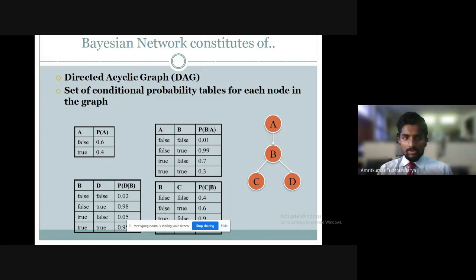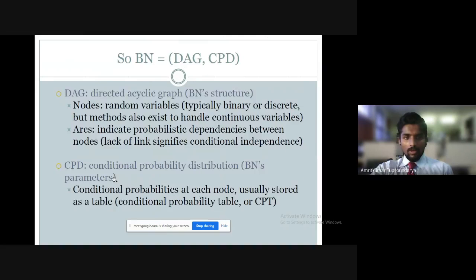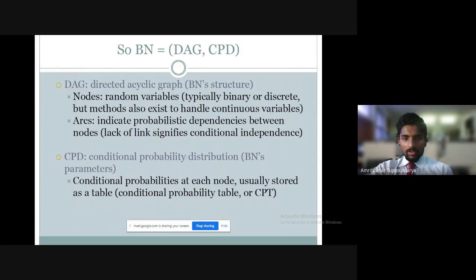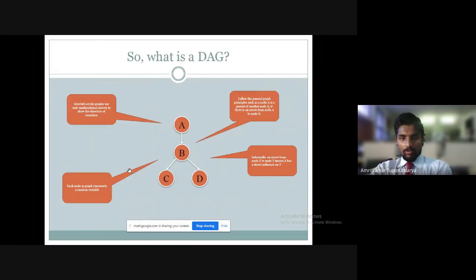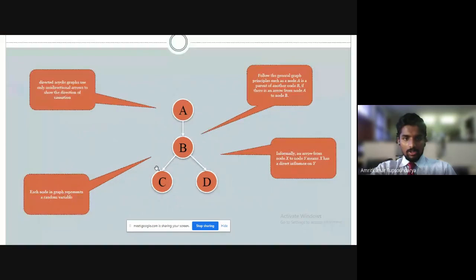But the main idea here is to make you understand what these nodes are, how it is directed, why it is acyclic, and what the conditional probability tables associated with these nodes are. There are more aspects associated with these things, but as and when we proceed further in this module, we are going to see this. So this is the same thing that I'm talking about. What is the directed acyclic graph? A directed acyclic graph uses only unidirectional arrows to show the direction of causation. So this is unidirectional, that is one direction.